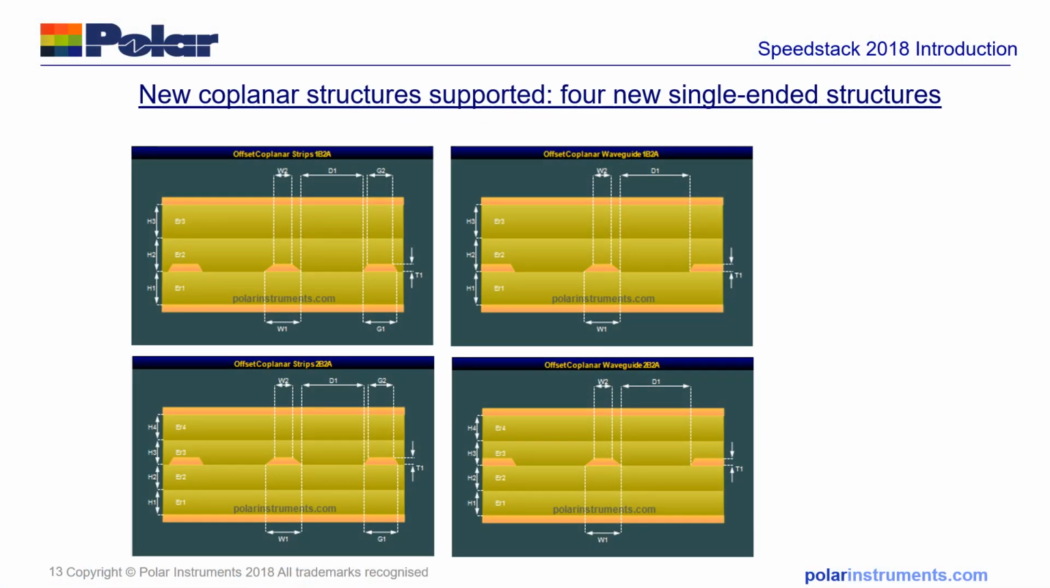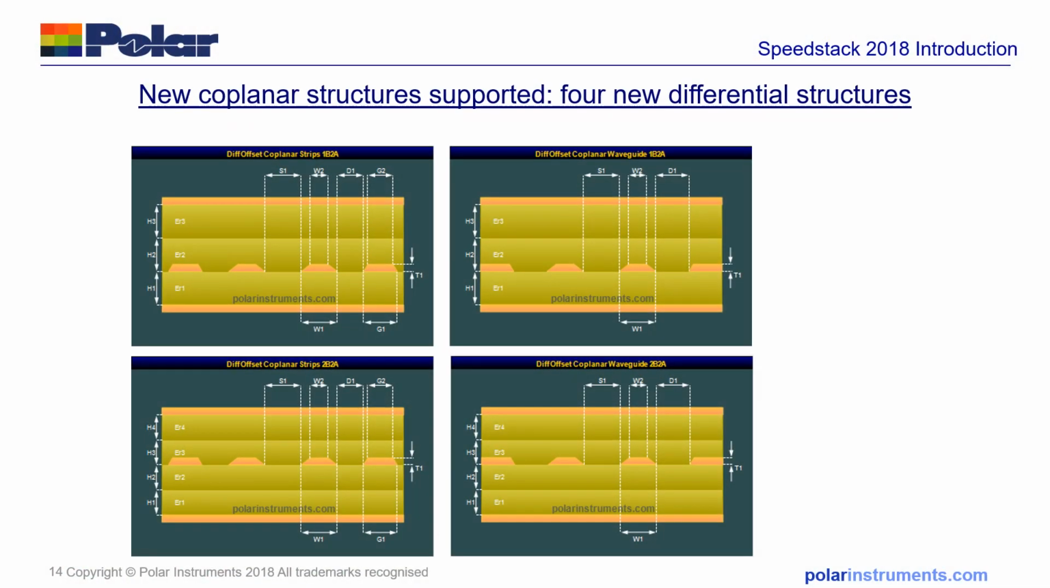Here in detail are the 4 offset coplanar strips 1B2A, coplanar waveguide, and 2B2A structures for when you've got multiple dielectric layers within a flex rigid build. Of course, these will work for rigid stack-ups too. And they're equivalent as differential structures.